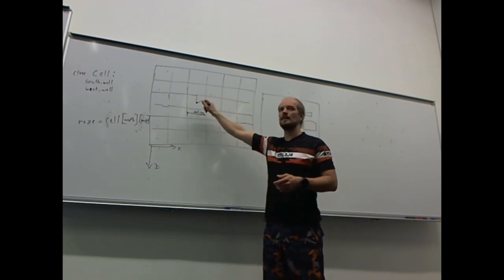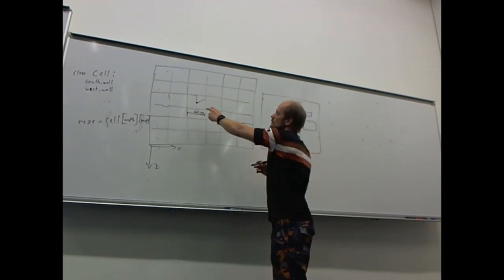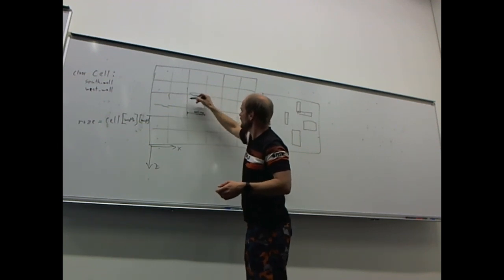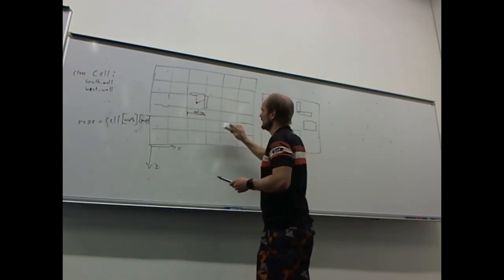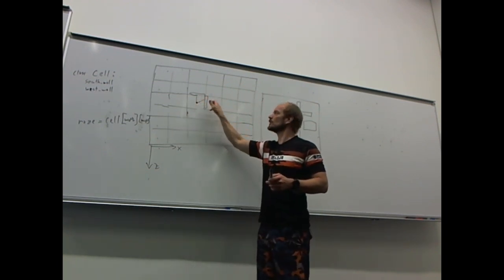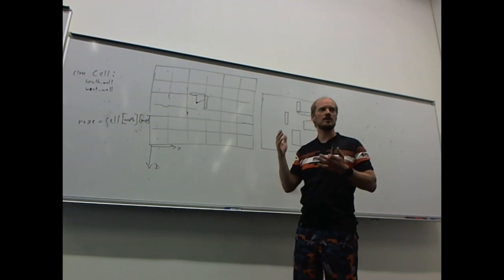So I know what grid I'm in. Sometimes, for instance in collision, I just want to check, is there a wall here, is there a wall here, is there a wall here? Then I can simply index into my position, and I can look at the positions around it, or the cells around it.